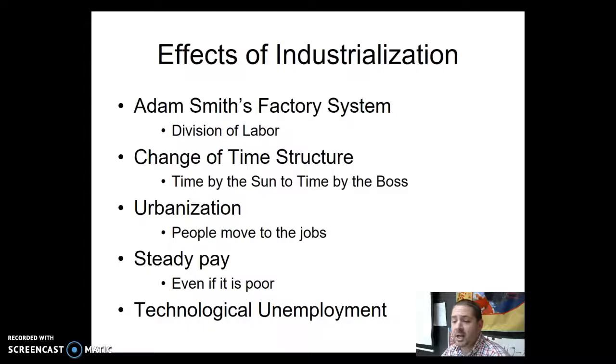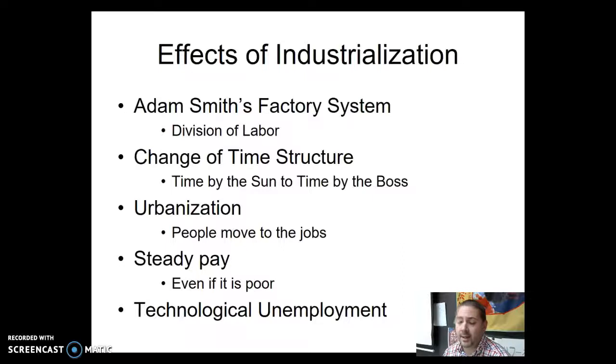The first is that there's a change in time structure. When you are a farmer, you control your time, right? Sun up to sundown is typically what we're told, but more importantly, it's really that you, as a farmer, decide when you sow your plants and when you do all those things that a farmer needs to do. It is not somebody telling you what to do. But when the Industrial Revolution comes in and people start working in factories, that changes.